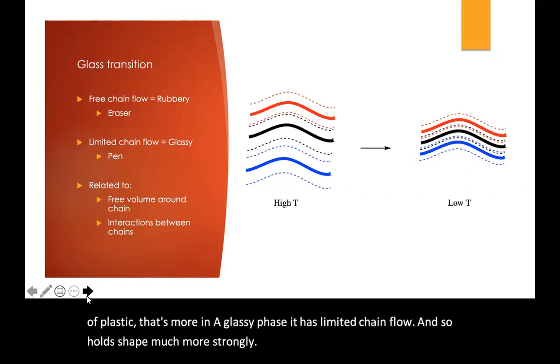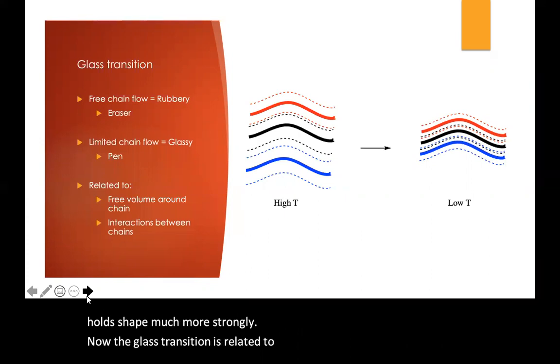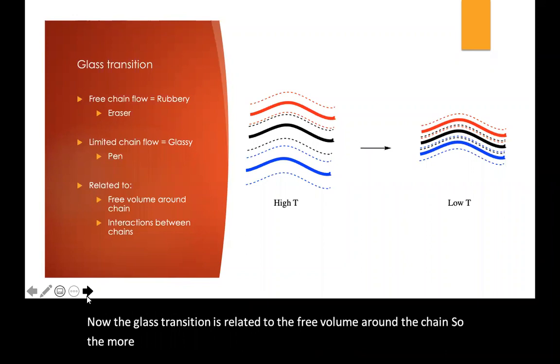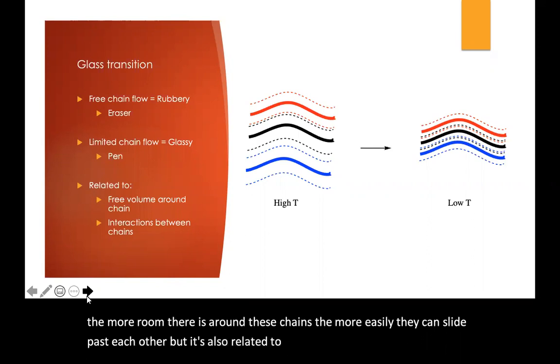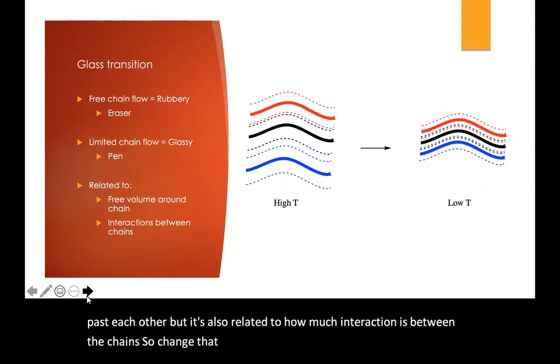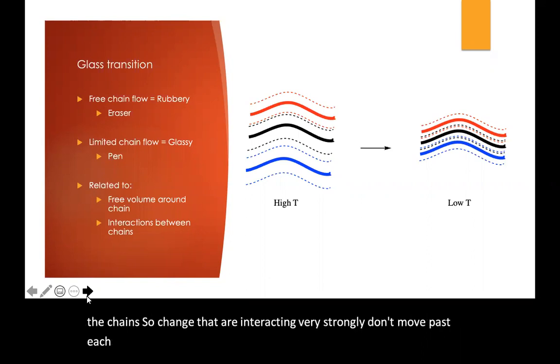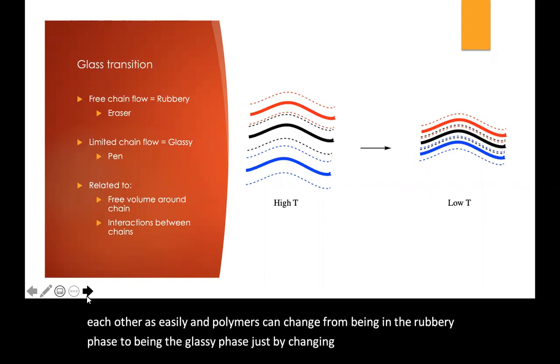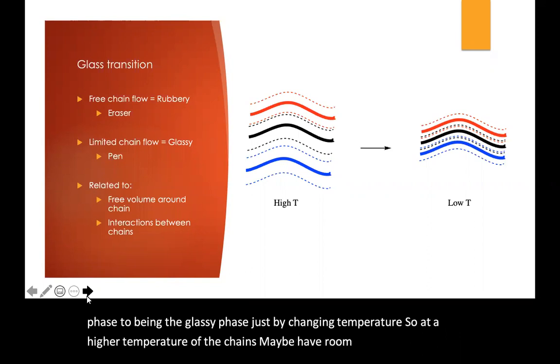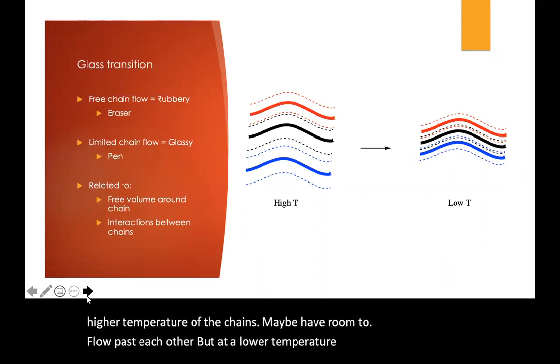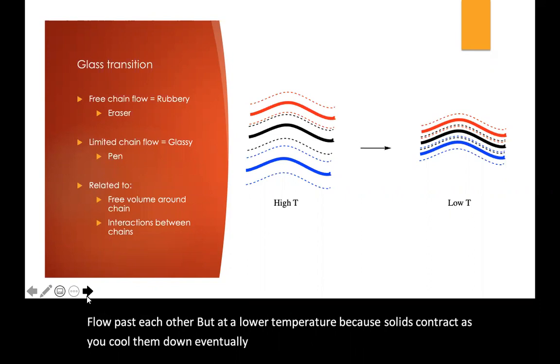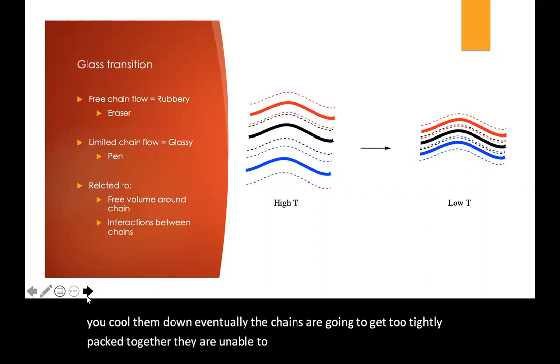Now, the glass transition is related to the free volume around the chain. The more room there is around these chains, the more easily they can slide past each other. But it's also related to how much interaction there is between the chains. Chains that are interacting very strongly don't move past each other as easily. And polymers can change from being in the rubbery phase to being in the glassy phase just by changing temperature. At a higher temperature, the chains maybe have room to flow past each other, but at a lower temperature, because solids contract as you cool them down, eventually the chains are going to get too tightly packed together. They're unable to flow past each other, and now they become glassy.